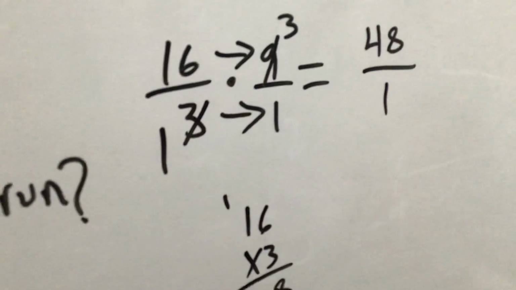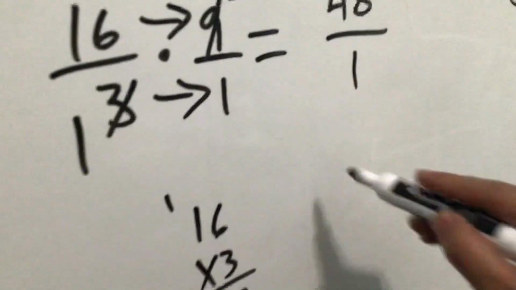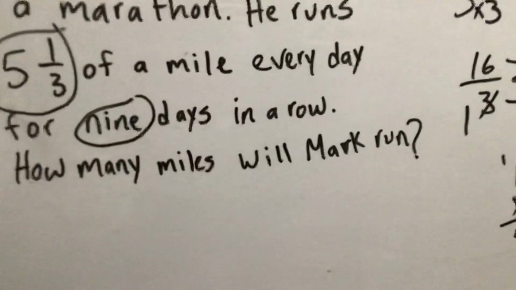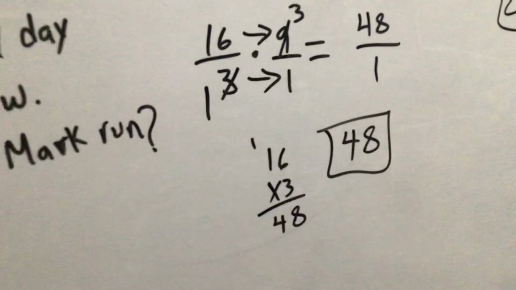And as you know, that's an improper fraction, so we divide. 1 goes into 48 48 times. So there's your answer. How many miles will Mark run? Well, 48 will be your answer.